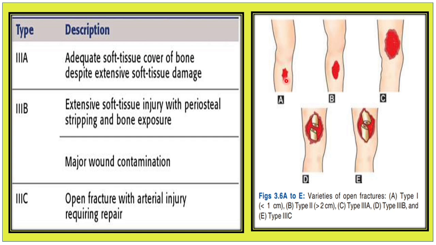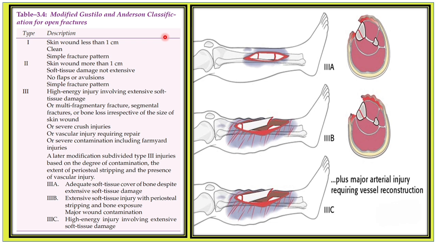So this is the diagrammatic representation of the Gustilo-Anderson classification and the modified Gustilo-Anderson classification. This is the type 1 fracture, which is less than 1 centimeter in size. Second is the type 2 fracture, which is greater than 1 centimeter but less than 10 centimeters. And this is type 3, again classified into type 3A, type 3B, and type 3C. This is the modified Gustilo-Anderson classification of open fractures.